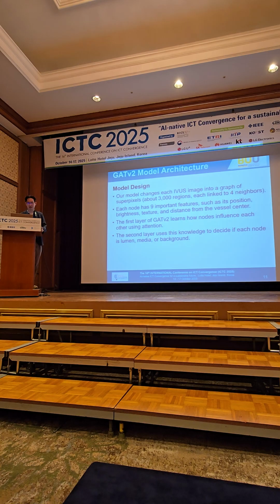As we said on the previous slide, we use 3,000 regions called superpixels, and each superpixel connects to 4 nearby neighbors. Each node in the graph has 9 important features, and then we use SCAD-V2, a spatial graph model with 2 layers. The first layer learns how nodes affect each other using attention. The second layer uses that to decide if a node is part of the lumen, media, or just background.